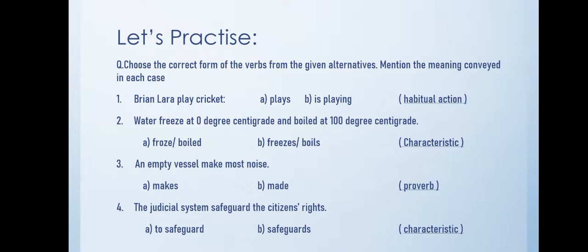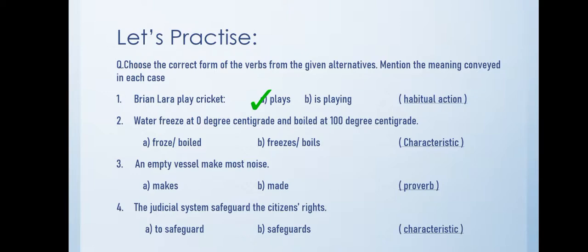First sentence, Brian Lara play cricket. Now it is a habitual action. So what should be the form of the verb? The verb should be in base form, in simple present tense or in some other tense. As we have already learned, for habitual action we will be choosing simple present tense, and that's why it will be Brian Lara plays cricket.